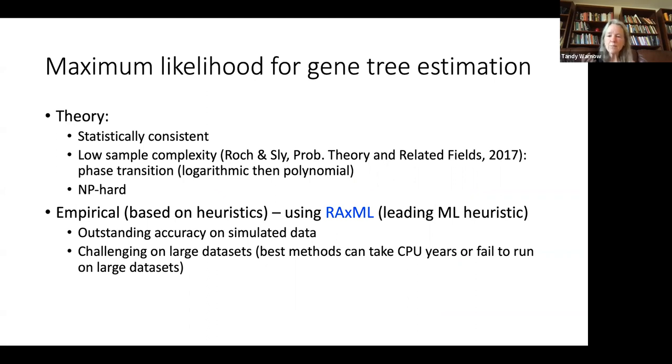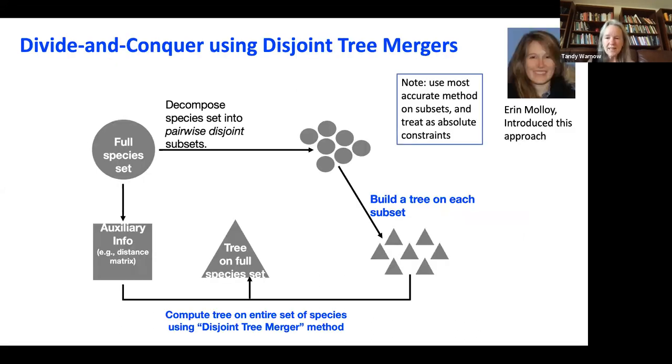And RaxML in particular has dominated the field. There's other methods like IQ-tree, which are also very good, but RaxML is still the dominant method. So we want to do better than RaxML. So we came up with a technique which allows us to take a very large data set. Imagine 10,000 sequences. And you take that data set and you divide the data set into subsets, disjoint subsets. You then get RaxML trees on the subsets.